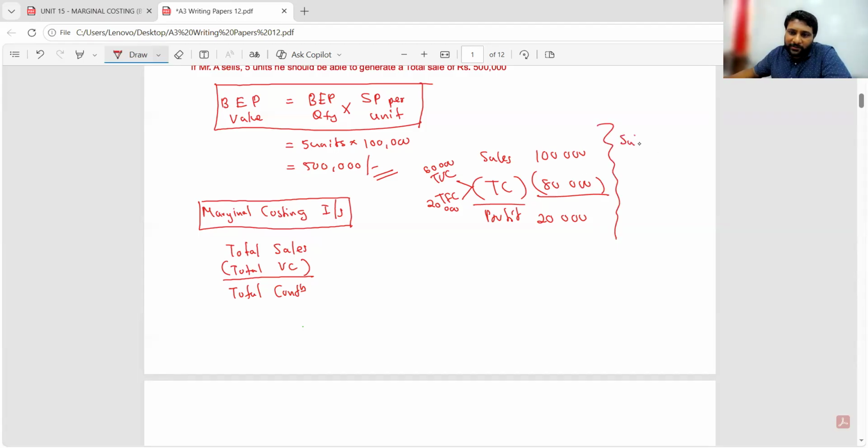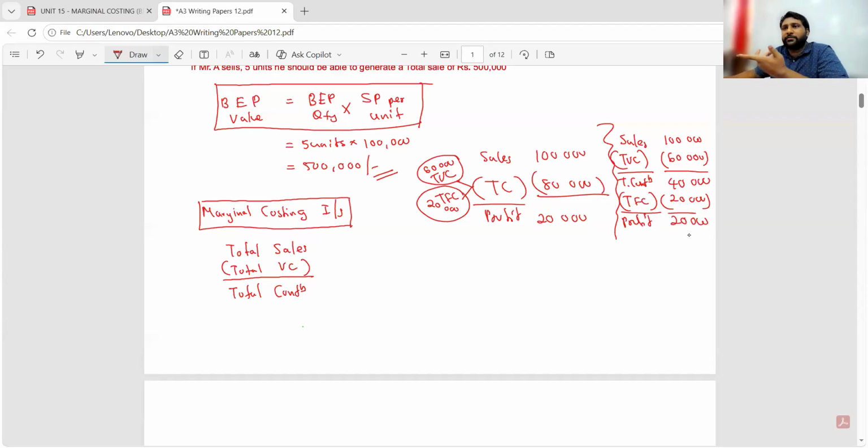From the sales, 100,000, I am deducting the total variable cost. Only the total variable cost I am deducting. Variable cost is how much? 60. Then here, what's the name that we are giving for the 40,000? Total contribution. From that, I am deducting the total fixed cost. How much is the total fixed cost? 20,000. Then here I am getting the profit. Profit is how much? 20,000.